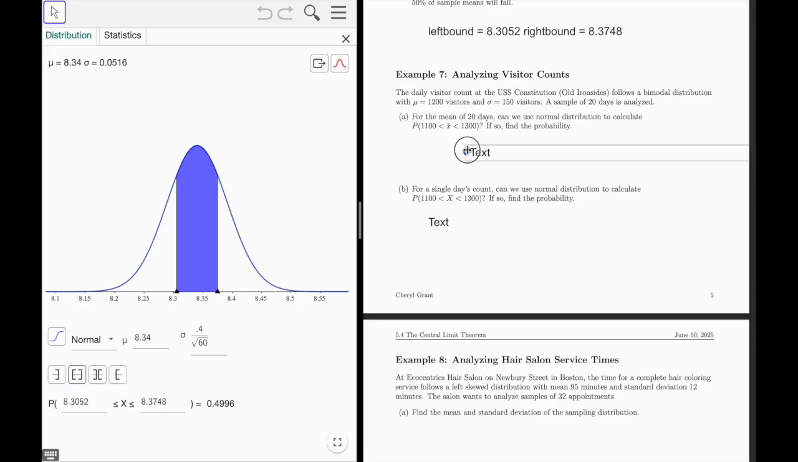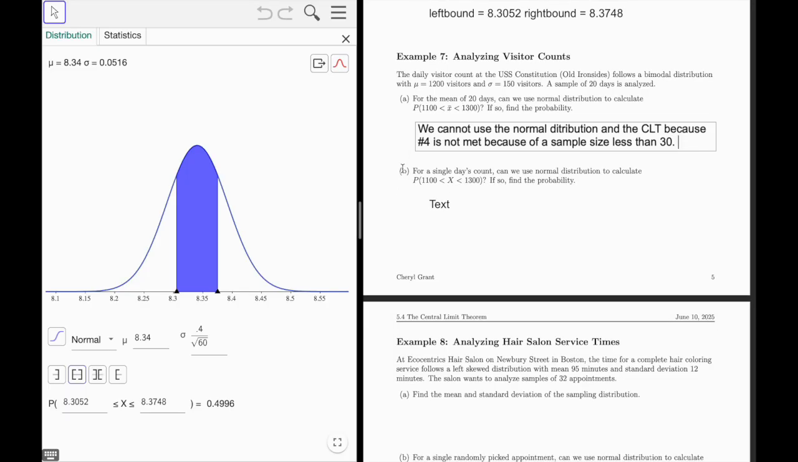So I'm going to put in here, we cannot use the normal distribution and the central limit theorem because item number 4, that requirement number 4 in our definition, is not met because of a sample size less than 30.